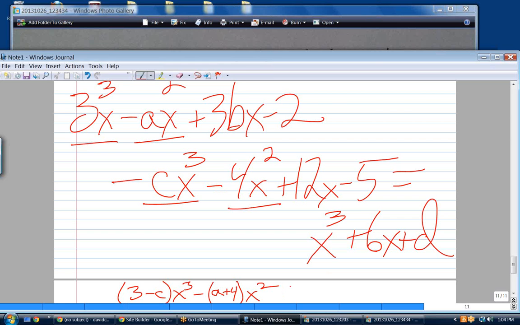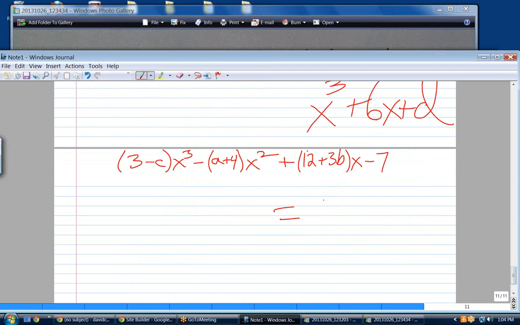Okay? And then what about x's? There's 2. Okay, so what is it? 12 plus 3b times x. And how many numbers do we have? Minus 7. Yep. And all of that is equal to x cubed plus 6x plus d. So what is c equal to?